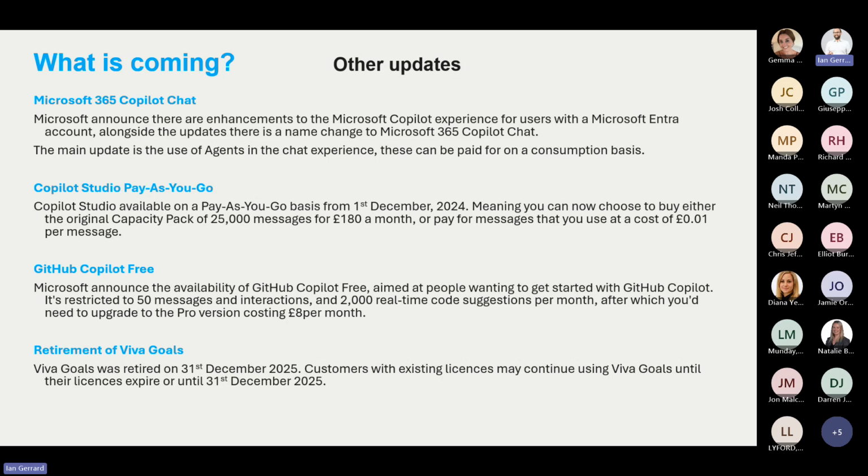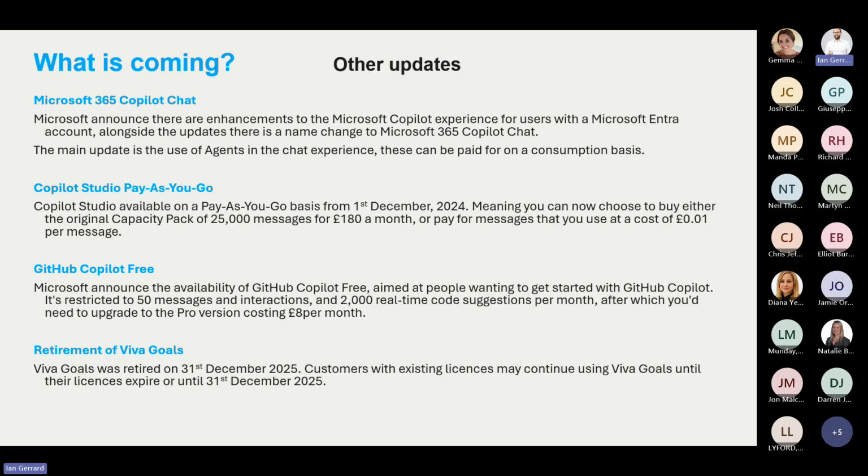It's the use of agents, previously like a Power Pages type thing. Copilot Studio, again, something which lots of people are talking about. Copilot Studio pay-as-you-go was released on the 1st of December. Previously there were a couple of options with Copilot Studio: you'd buy it as a volume license on your CSP agreement or your enterprise agreement, about £200 a month would give you 25,000 messages for that month, and now you have the option to go pay-as-you-go.